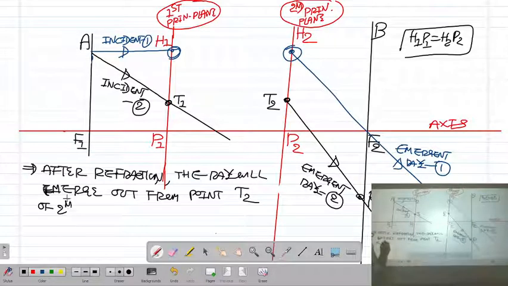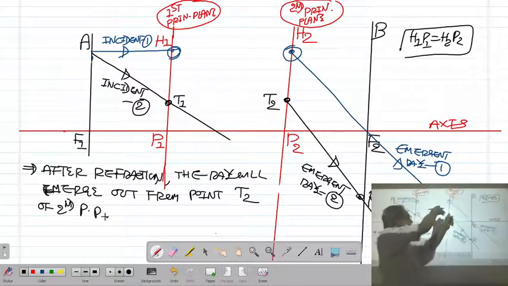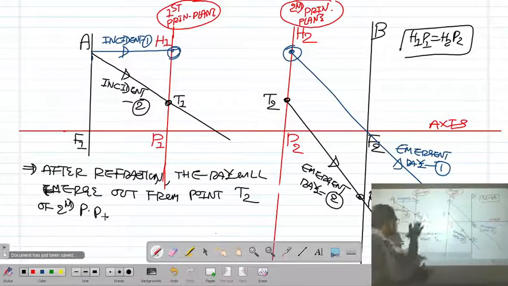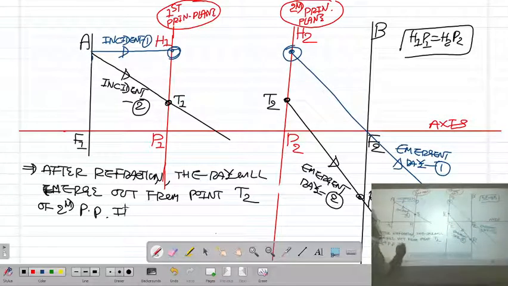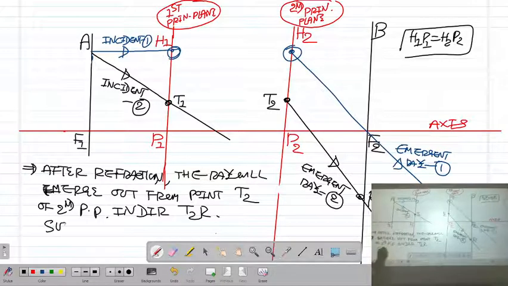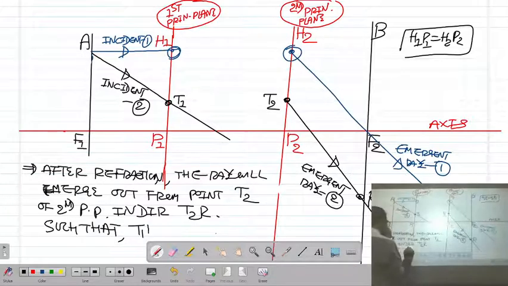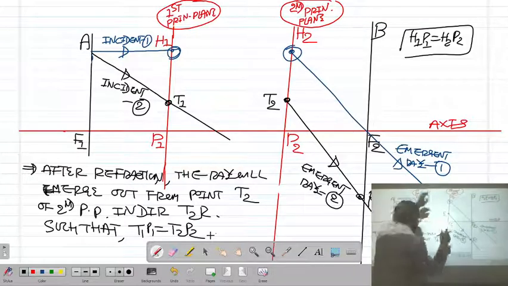Of second principal plane, right? So the second incident ray AT1, which is incident at point T1 of the first principal plane, after reflection will emerge out from point T2 in the direction T2R, such that both sides are the same. T1P1 and T2P2 will be the same, such that T1P1 is equal to T2P2.